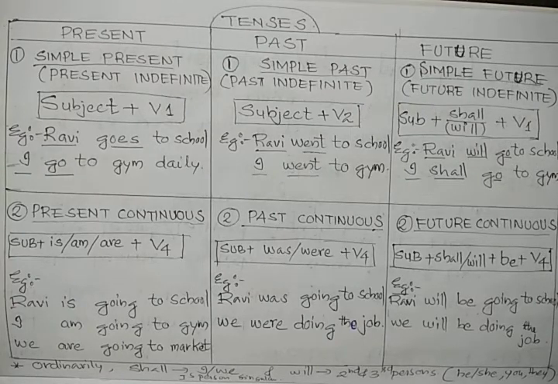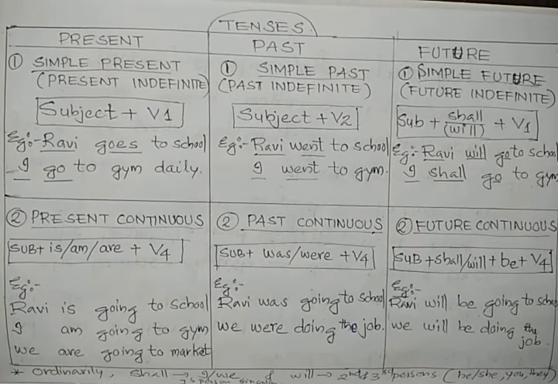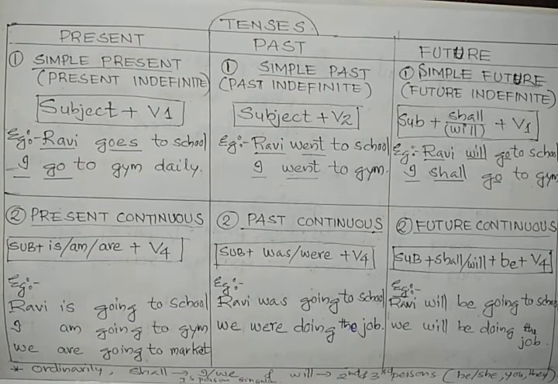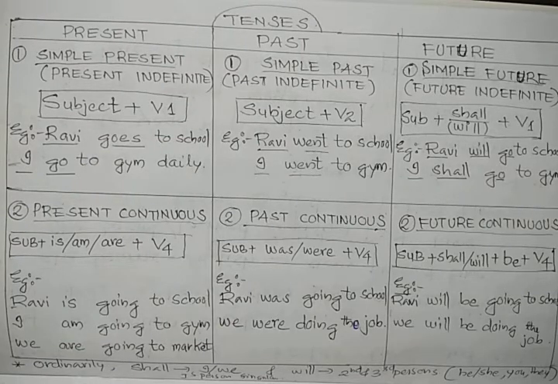present continuous. Present continuous, as I told you, in all continuous we will be using V4 form, that is the ing form of the verb. Here the structure is subject plus is, am or are plus V4. See the example. Ravi is going to school. Ravi is a subject, is plus V4 form of go, that is going.